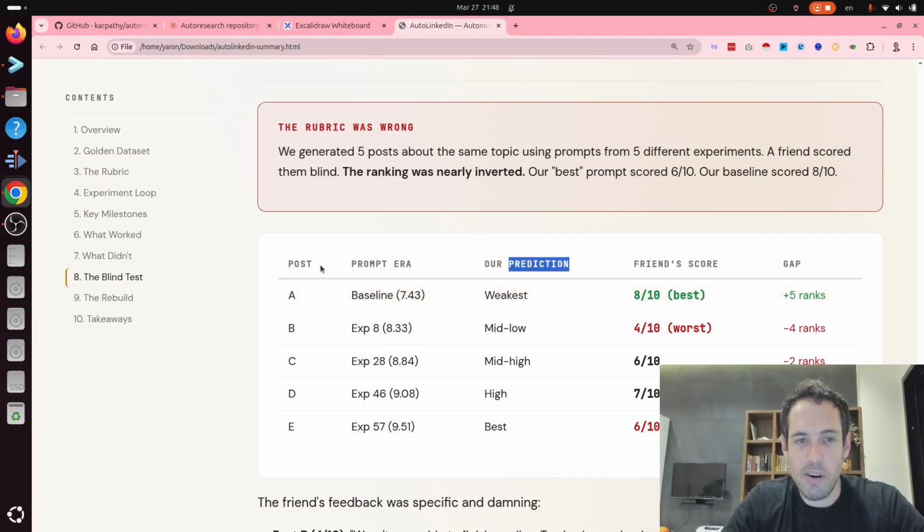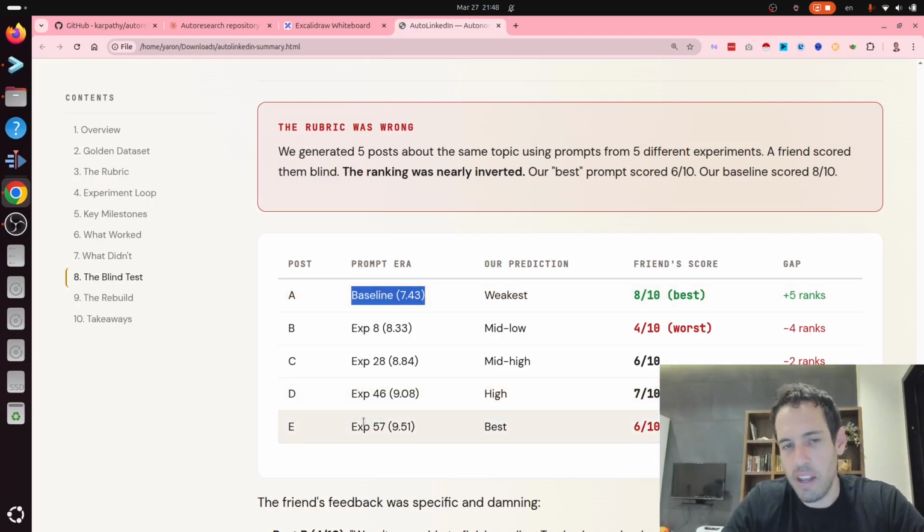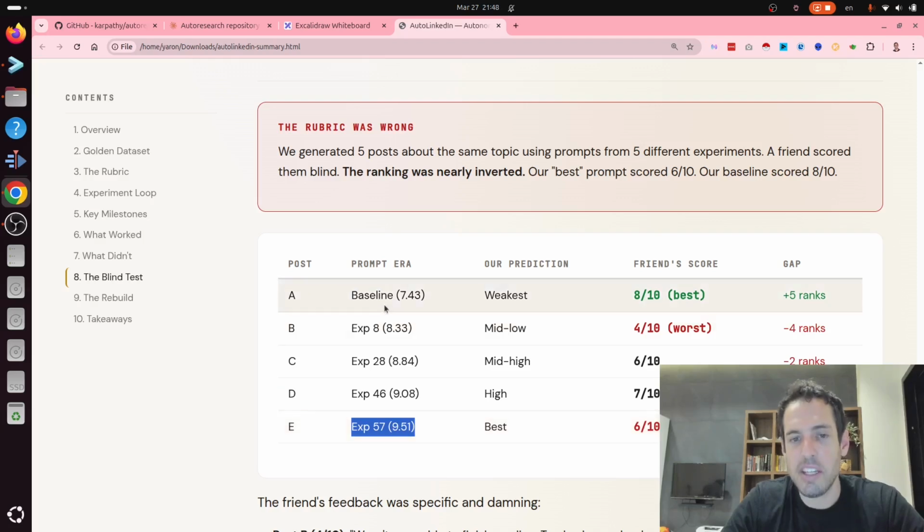And then I sent all these posts to a friend of mine and asked him to score them. And he didn't know that post number A was the baseline and that post number E was the final prompt. He knew nothing about the actual experiment. I just asked him to rank what was the best post in his opinion. So this was the way that he ranked them.